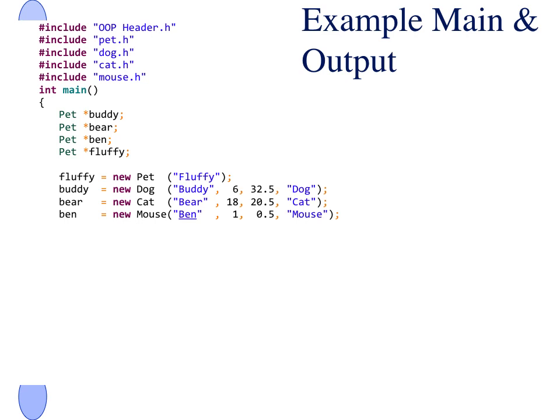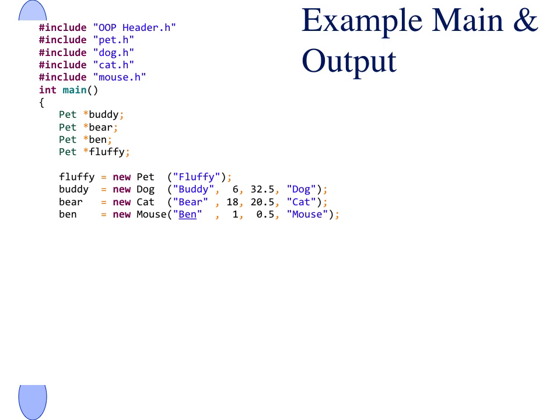Here I create a pet using a pet pointer. Then I create a dog using a pet pointer. I create a cat using a pet pointer, and I create a mouse using a pet pointer. Those would be assigned to the proper display and speak function, in this case, or speak method.